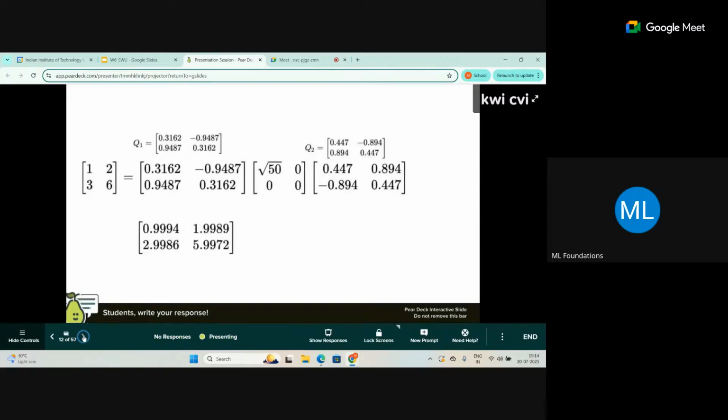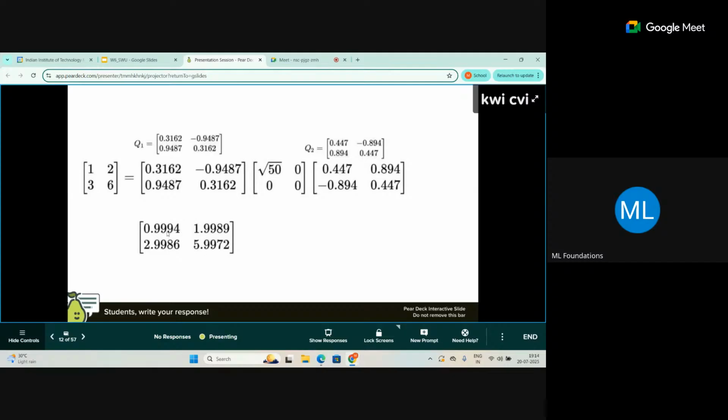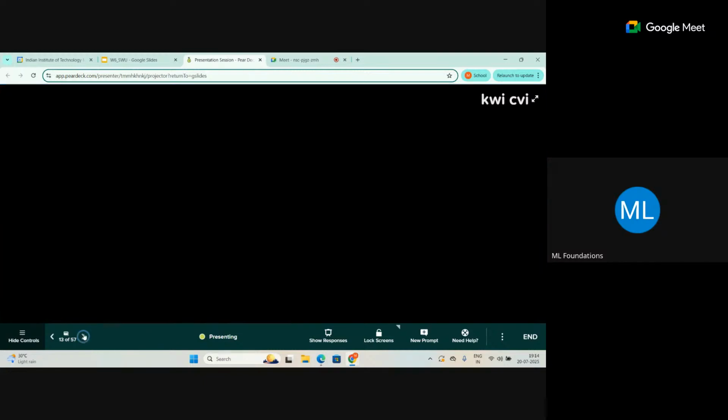We can move on. Now we can reconstruct this: Q1, sigma and Q2. Q1 basically is U, sigma is this one, and Q2 is basically V transpose. If I just do it, you can see that these values are very close to the actual matrix. So we are able to reconstruct the matrix using these three decomposed matrices.